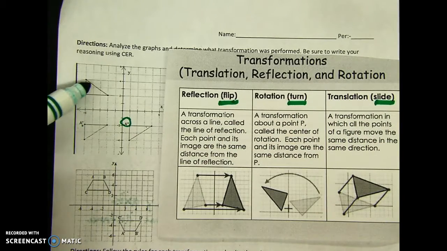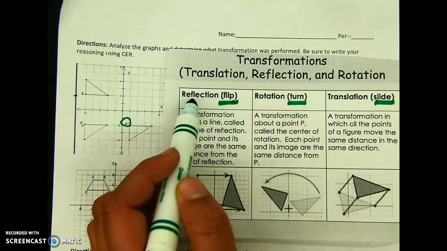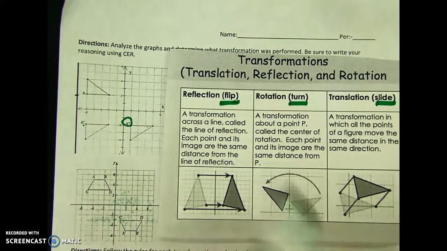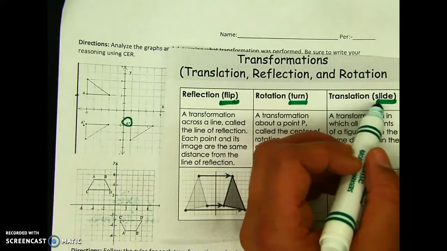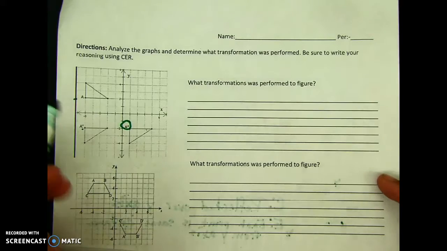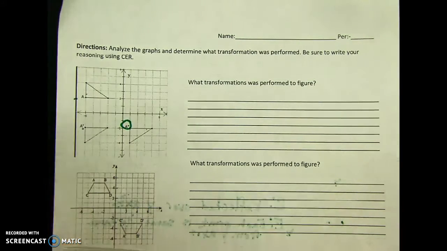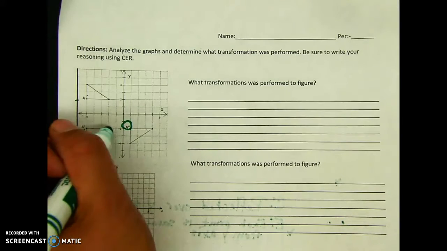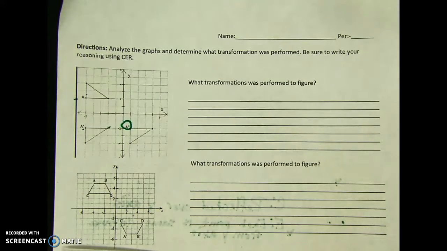So one more time, the first transformation was that it flipped, so it reflected over the x-axis, and it then translated, which means it slid 6 units to the right. My evidence is from one point to another. It is the same distance from the x-axis, and then you can count how much it translated.